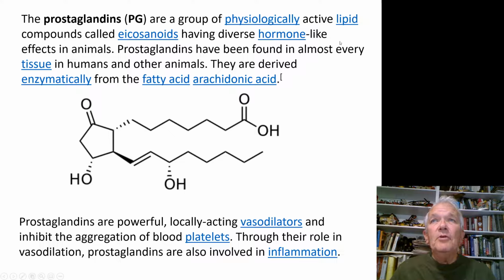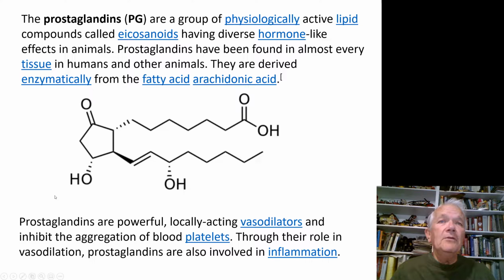But they're a group of lipid molecules which act as hormones, and they're derived, like I say, enzymatically from the arachidonic acid. Now they're vasodilators, and they affect the aggregation of blood platelets. And through their role in vasodilation, they're involved in inflammation.